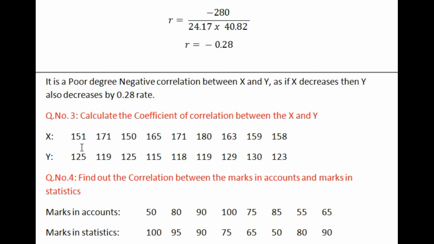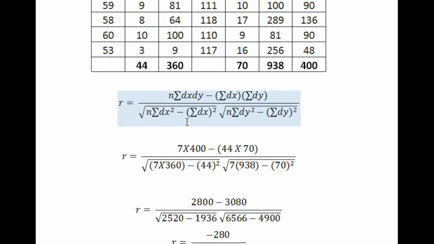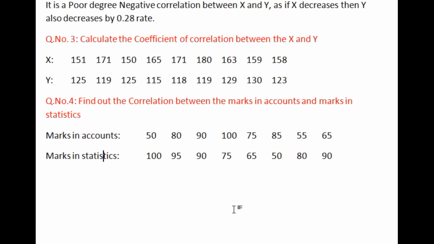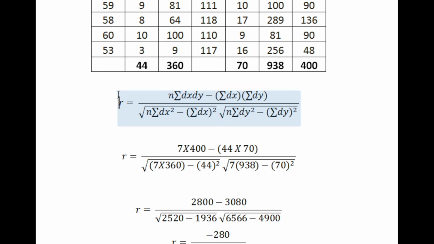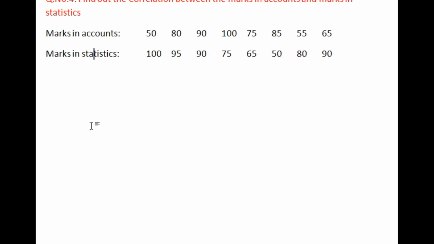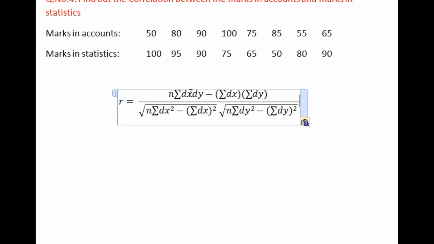You solve this question and use the same formula, right? This was the formula. The same formula can be used like this also. I will show you how this formula is to be used in a different way. Some of the statisticians show that this dx is called u. Remember, this dx is called u, dy is called v. The formula can be changed like this.